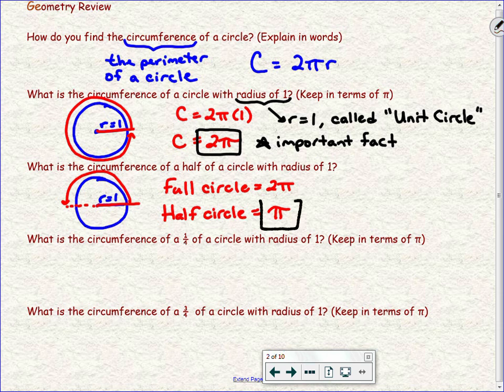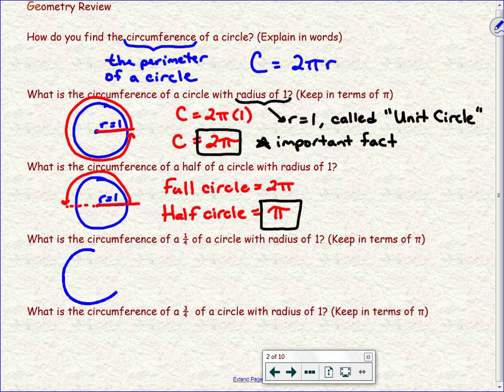And this will be something you're going to use so often that it won't be long until you have that memorized. So 2 pi all the way around, 1 pi is halfway around. Well, let's keep going with that. What is the circumference of a quarter of a circle with a radius of 1? Keep your answer in terms of pi.